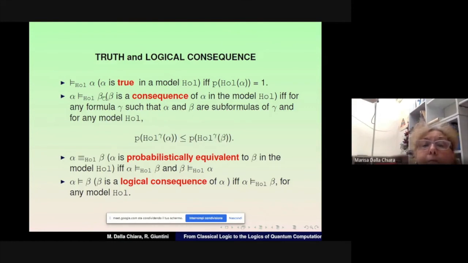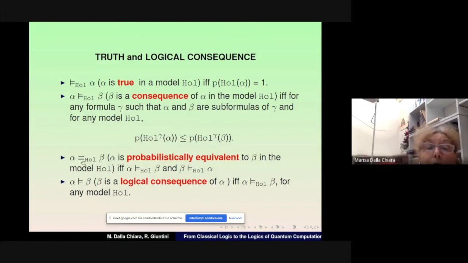Perhaps I might repeat this concept that is a little bit complicated. Beta is a consequence of alpha in the model ℋ when for any formula gamma such that alpha and beta are subformulas of gamma, and for any model ℋ, the probability of the contextual meaning of alpha with respect to the context ℋ gamma is less than or equal to the probability of the contextual meaning of beta with respect to the same context.